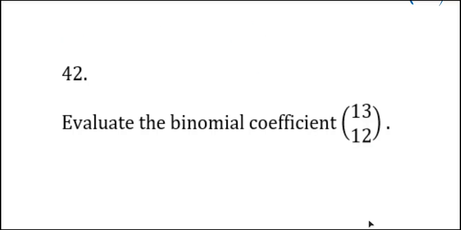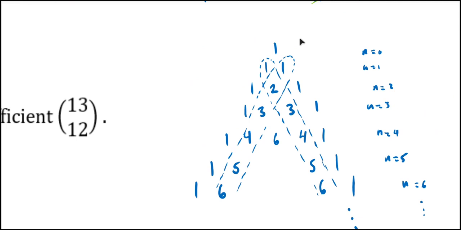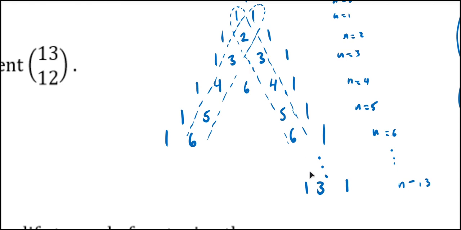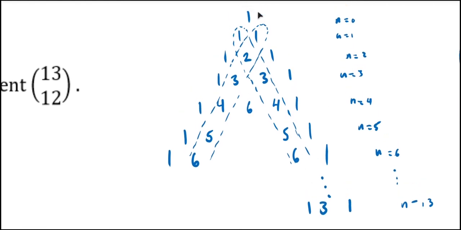Question number 42 just wants us to evaluate the binomial coefficient 13 choose 12. The binomial coefficients appear in Pascal's triangle, and the one that we're being asked about is going to be one that's down this diagonal series of entries here. One might notice that along Pascal's triangle, we have all ones down the outer edge, and then 1, 2, 3, 4, 5, and so on down each one of these two slightly interior diagonals.